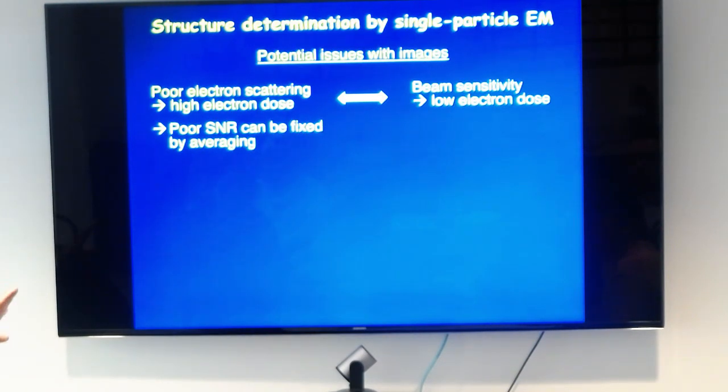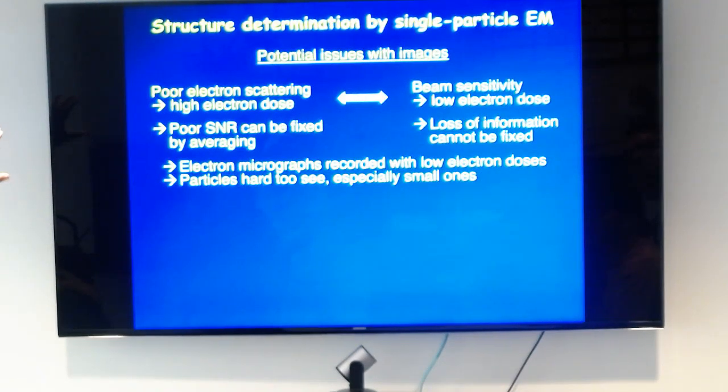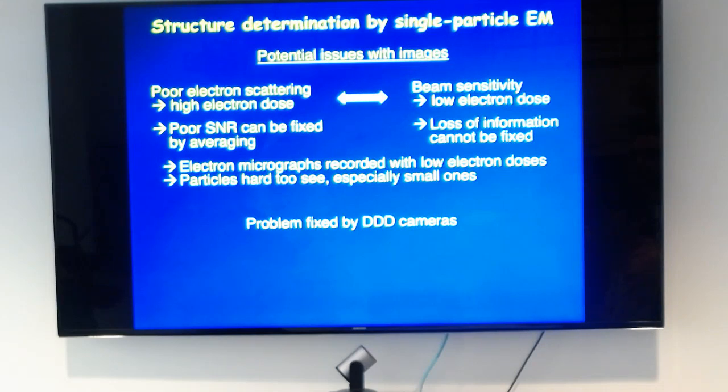The poor signal-to-noise ratio you can actually overcome by doing averaging. You have to just collect a lot of data of a lot of particles in the same orientation, and then you can average and you can computationally boost the signal-to-noise ratio. So that you can fix, but once you have beam damage, you cannot fix that. If the sample is broken, it's broken. Therefore, what people used to do is to use low electrons to take an image. The particles were hard to see, and then you were trying to pick them and to classify them, get averages. All this problem obviously has been solved a few years ago with these direct electron detector cameras.